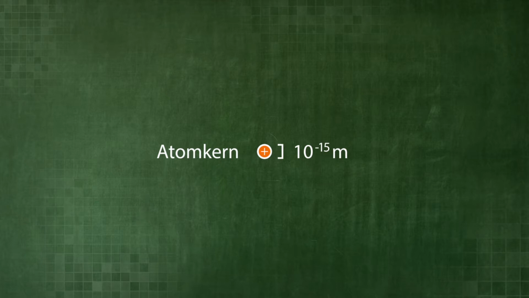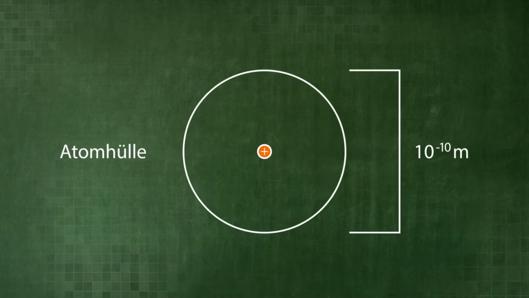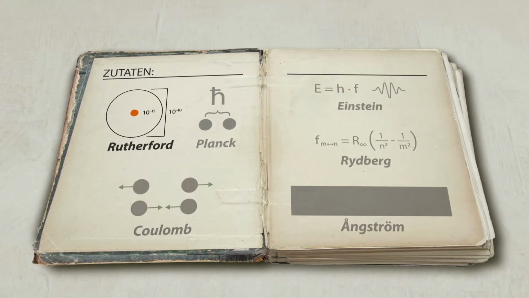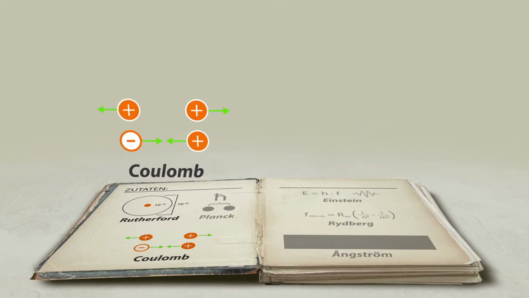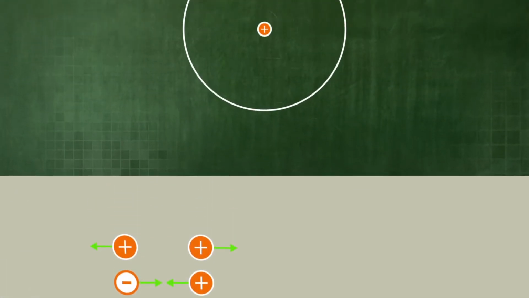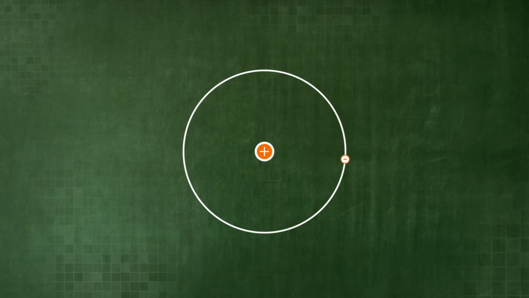But how are the electrons moving around the nucleus? A possible, albeit naive, explanation would be comparing an atom to a planetary system. The nucleus would correspond to a sun, and the electron to a planet, which is held in a circular orbit by electrical attraction.